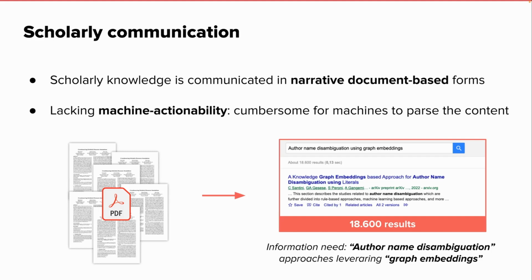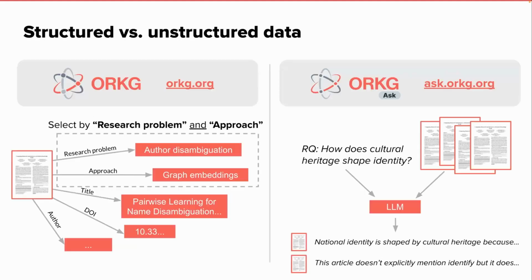And the ORKG is trying to do something about this. Here on the left, we can see an ORKG representation of articles. The articles are represented as structured knowledge in a knowledge graph. We just had a nice introduction about knowledge graphs, so I can skip that. That's really great. But here we can see a very simple example of such a graph.